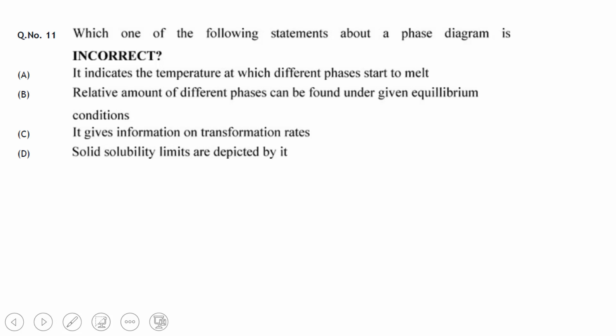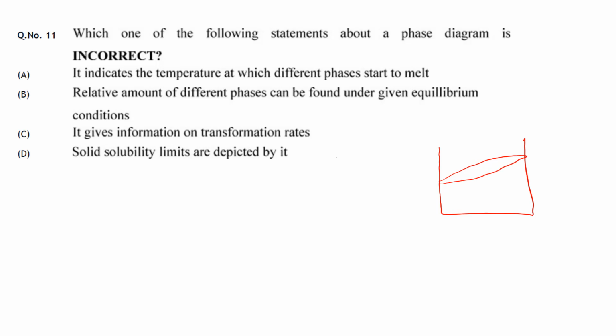Which one of the following statements about a phase diagram is incorrect? So which one is the incorrect statement regarding the phase diagram? Suppose we make a phase diagram to understand. Suppose we make an isomorphous phase diagram. Right? Suppose Pb-Sn. Right?